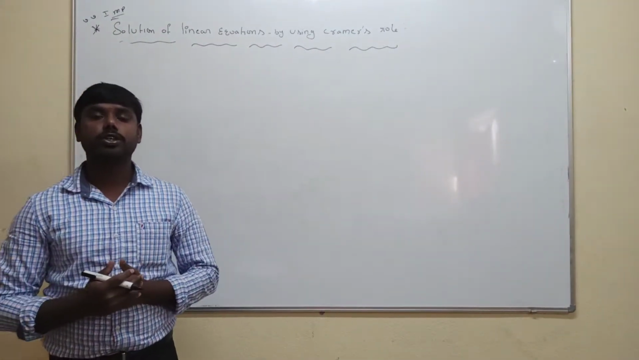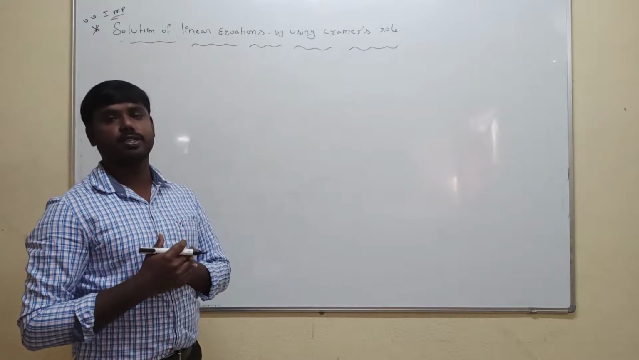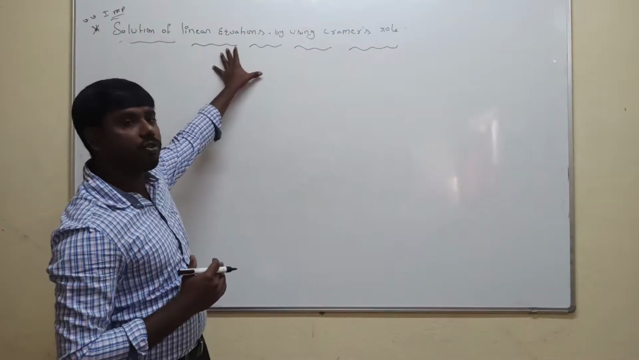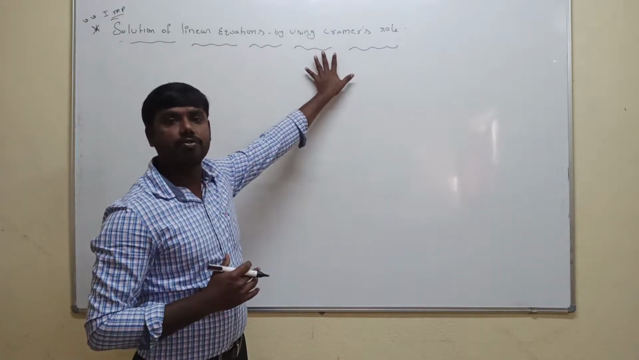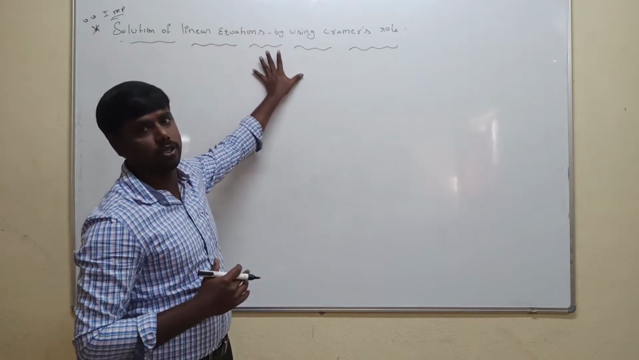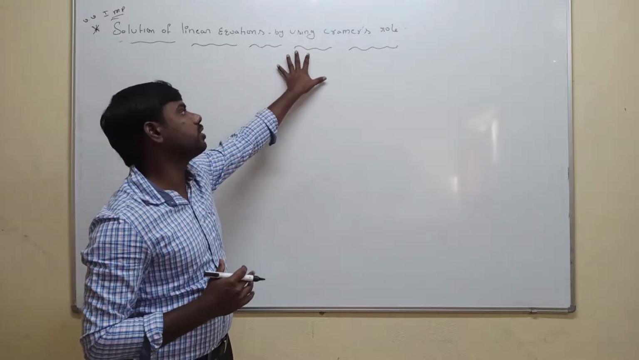The last class discussed how to find the x value by using determinants. Today we will discuss the solution of linear equations by using Cramer's rule. It is very important for the final exam. It is definitely asked as a model question, a 7 marks question. How do we solve linear equations by using Cramer's rule?